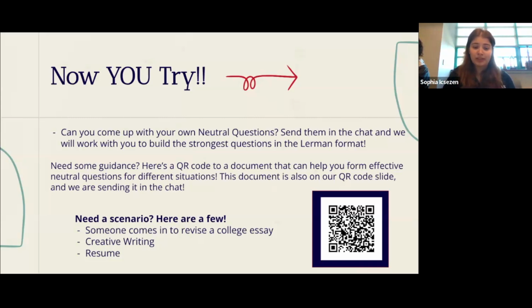And there are a couple scenarios down towards the bottom of the slide. If you need a scenario to form a neutral question because you can't just come up with a random one off the top of your head, please feel free to think about when someone comes in to revise a college essay, or they want to come in to have revision on a piece of creative writing or a resume. And please feel free to take any of these suggestions. And if you want to make your own or just form random neutral questions, that's great too. So you can pause here.